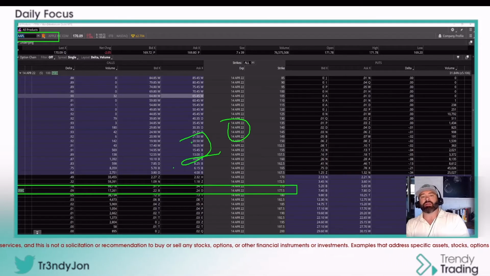Like, it doesn't make sense. I'll give you an example. There are some traders out there who tell me that they're willing to lose 200 bucks. Okay.